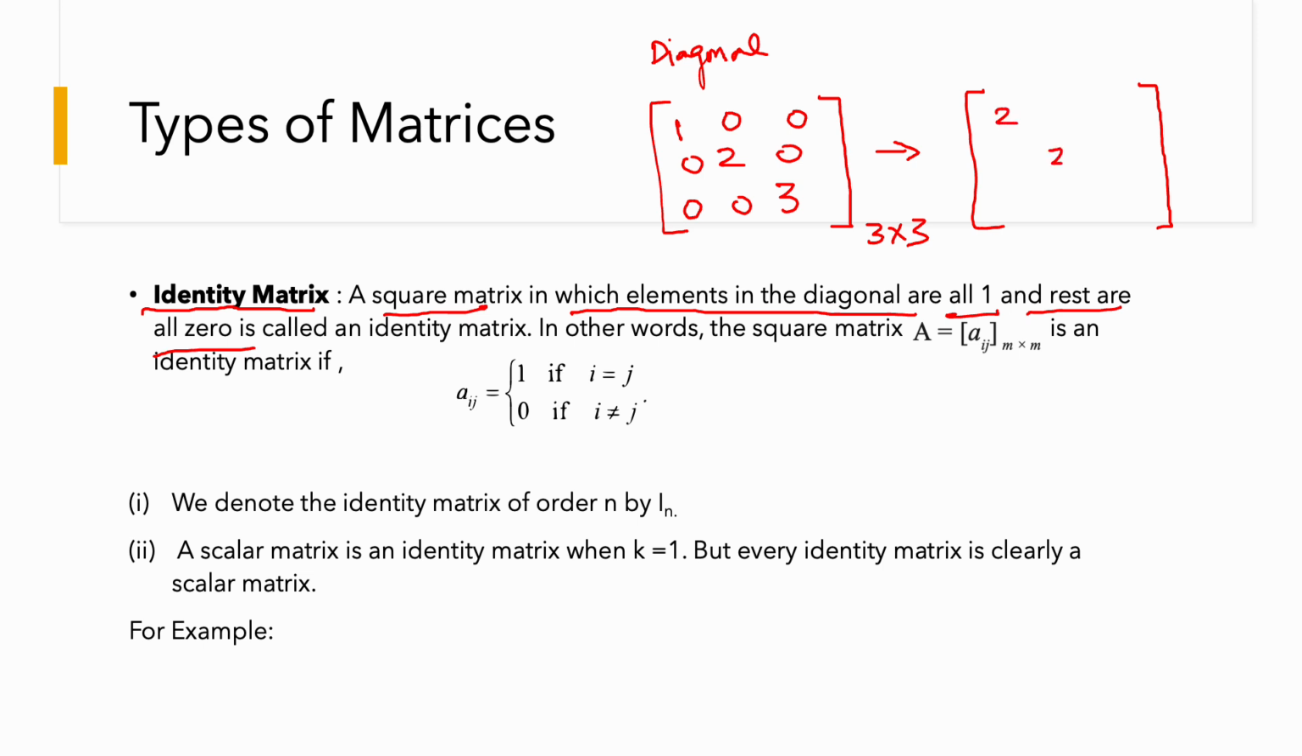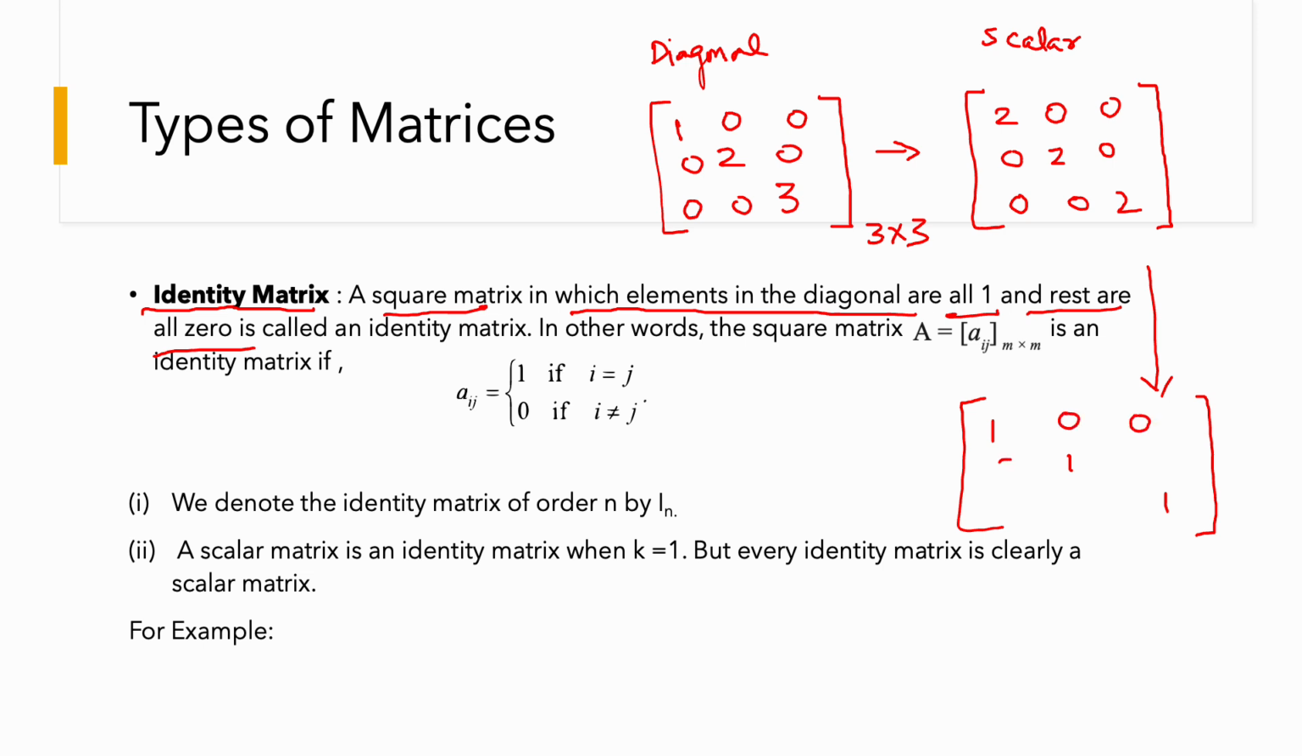So we took an example of 2, 2, 2 and all non-diagonal elements have to be 0. And this diagonal matrix becomes a scalar matrix, and this scalar matrix would become an identity matrix if all the elements on the diagonal are equal to 1. So 1, 1, 1, and 0, 0, 0, 0, 0, 0. So this becomes an identity matrix.